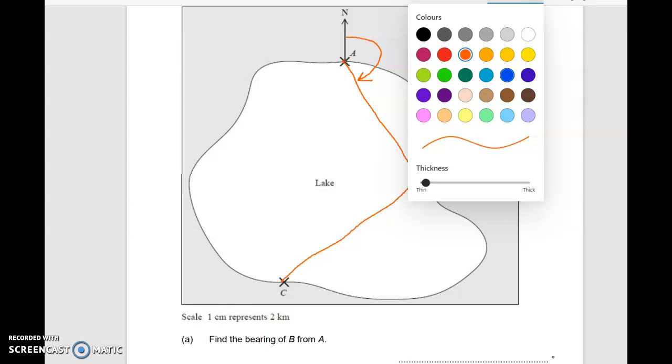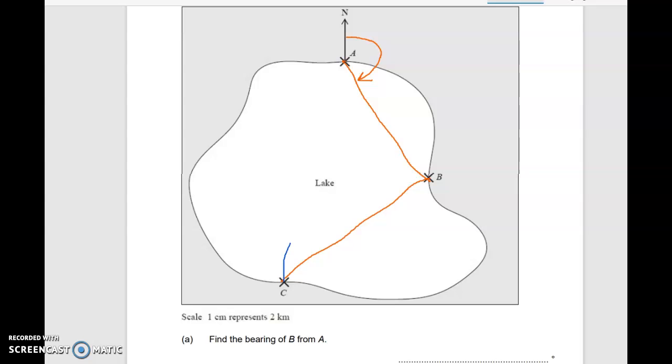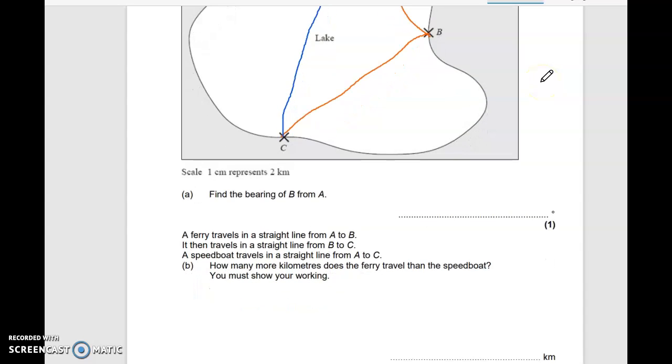So it does the fast route, as it were. Okay, so the ferry's going the long way round on the red route, and the speedboat is doing the fast route from A to C. How many more kilometres does the ferry travel than the speedboat?